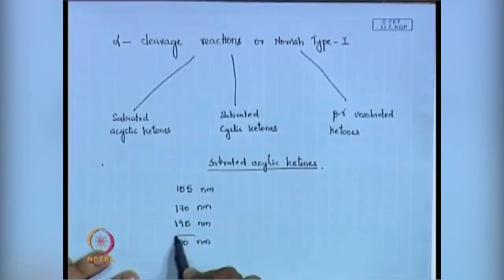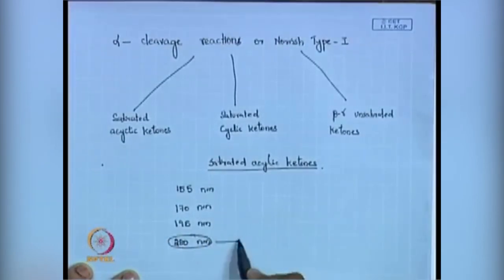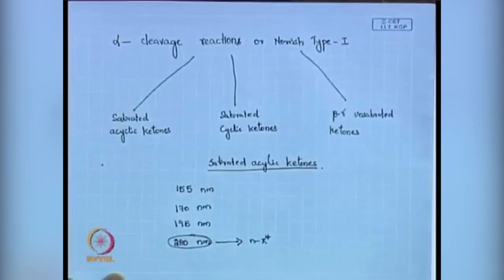And this 280 nanometer is the one where you do your n pi star transition. It is a little bit weak transition, but you can do your chemistry there. That means, if you shine a light greater than 280 or around 280 nanometer, you can do your n pi star excitation, then you will see your n pi star reactivity, clear. So, most of the time we will be shining greater than 280 nanometers.